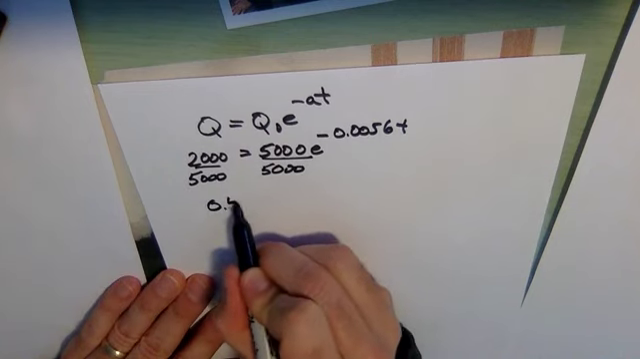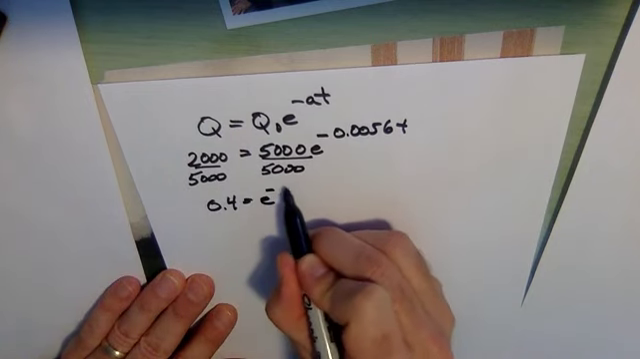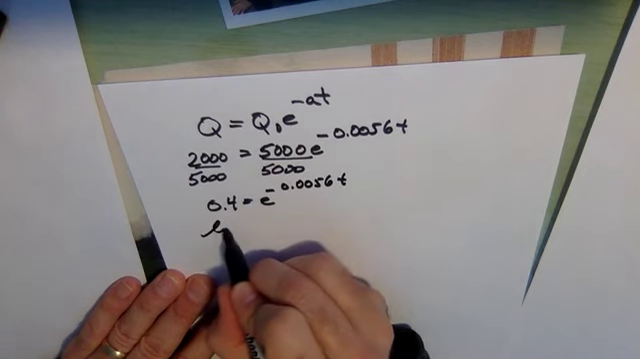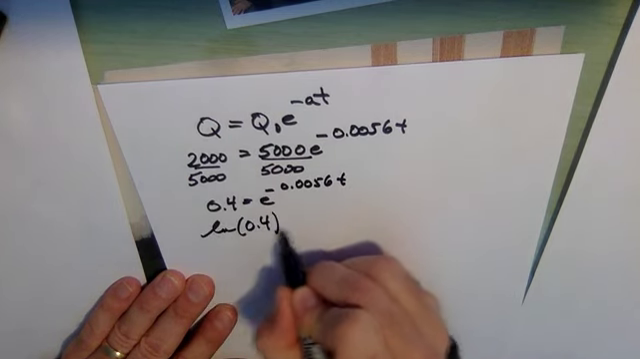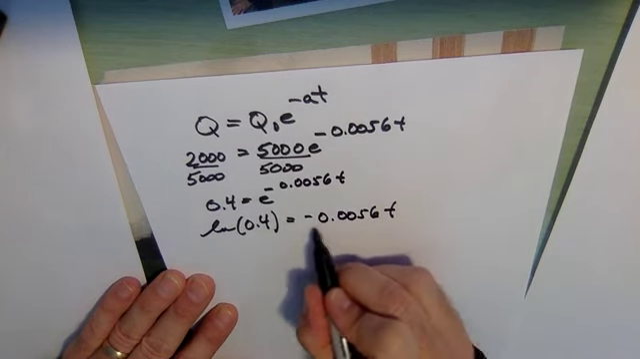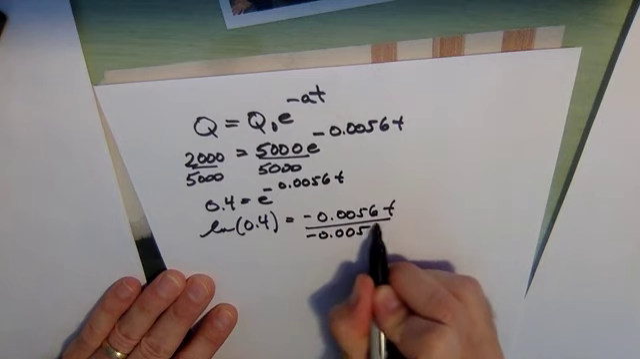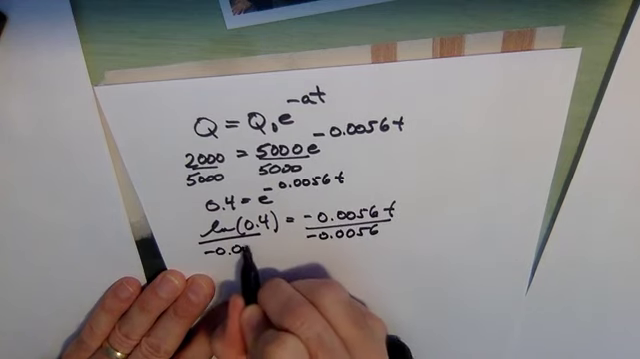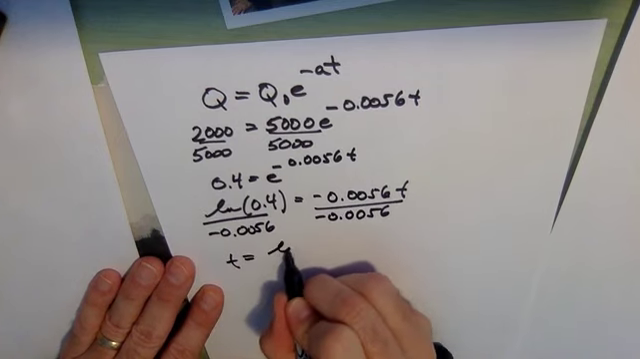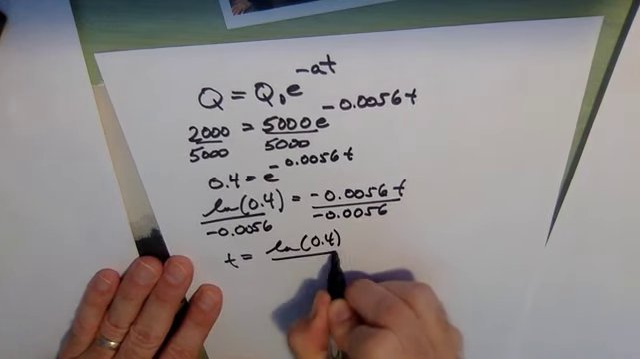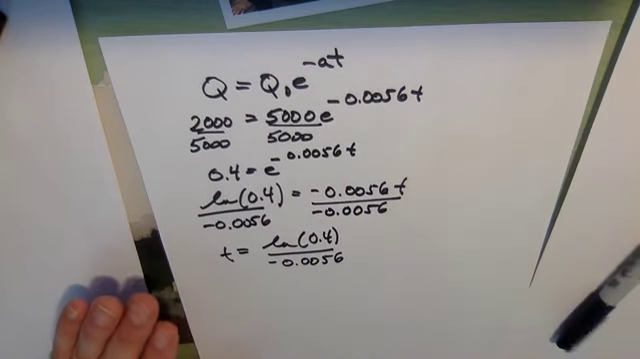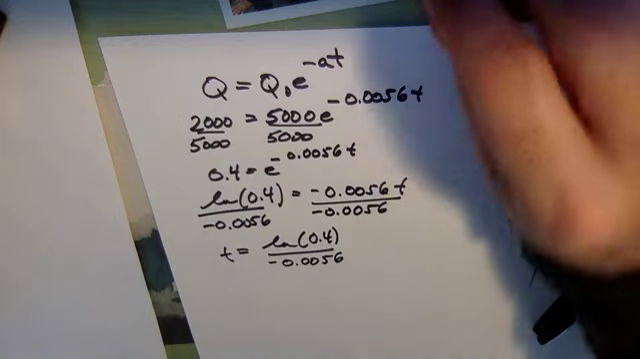What is that? 0.4 equals e to the negative 0.0056 t. You take the natural log of both sides, negative 0.0056 t. You divide both sides by that number. And the amount of time people have to wait until they can come back and start cleaning out their homes is equal to that. And I don't have that calculation in front of me, so I'm going to hit pause.